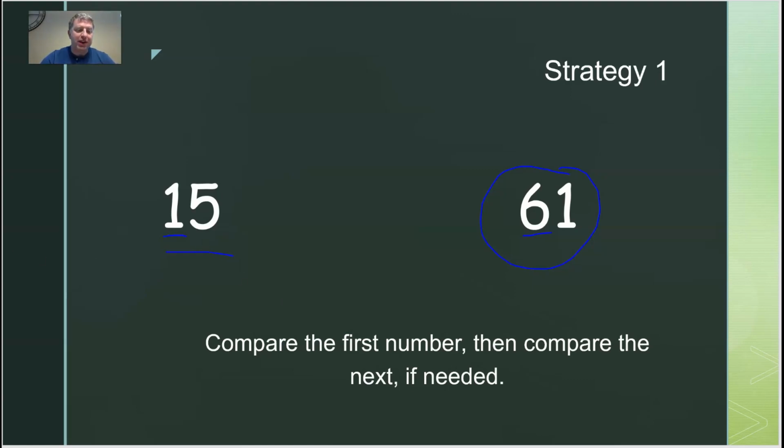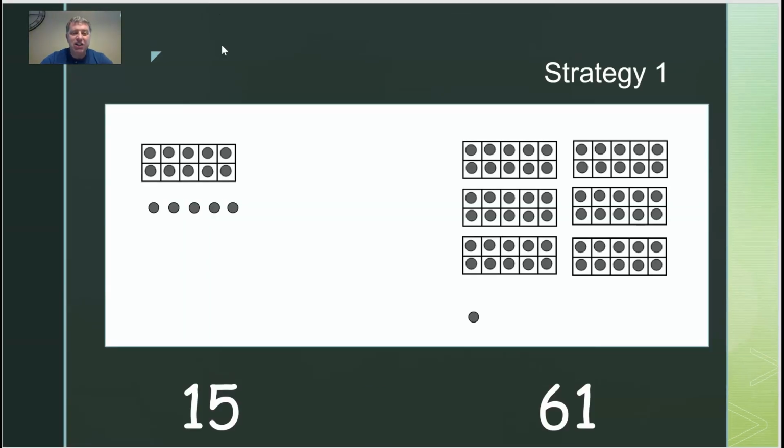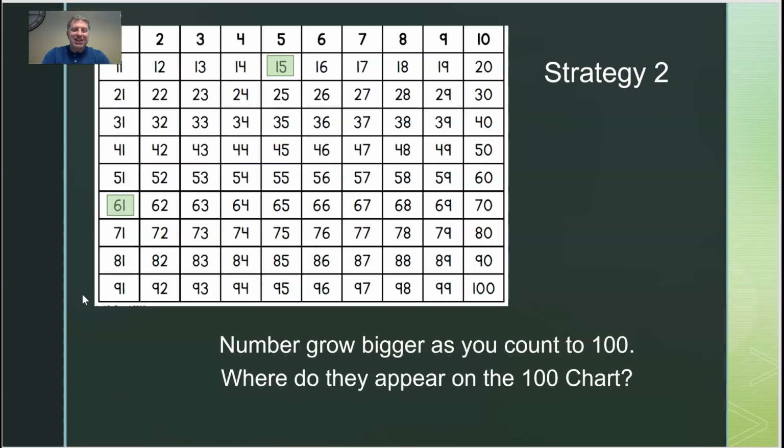Okay, and I'm going to show you what that means. If I show ten frames and ones for the number 15 and the number 61, you can see that there are more tens in the 61 and there are less tens in the 15. There may be more ones, friends, but one group of 10 is a lot bigger than 5 of these ones, right? So that's why we start by comparing the tens first, and then we go to the ones if we need to. All right, our next strategy for comparing numbers is by looking at a 100s chart.